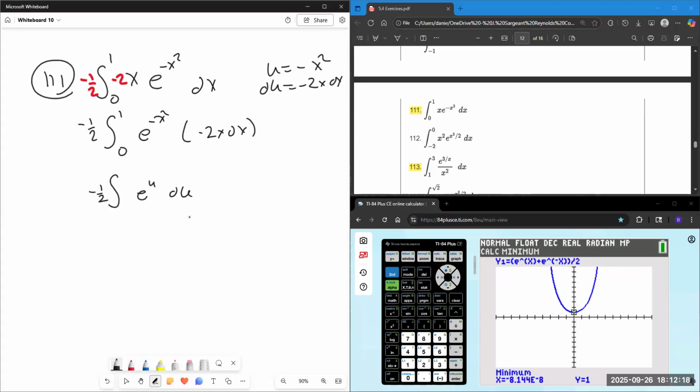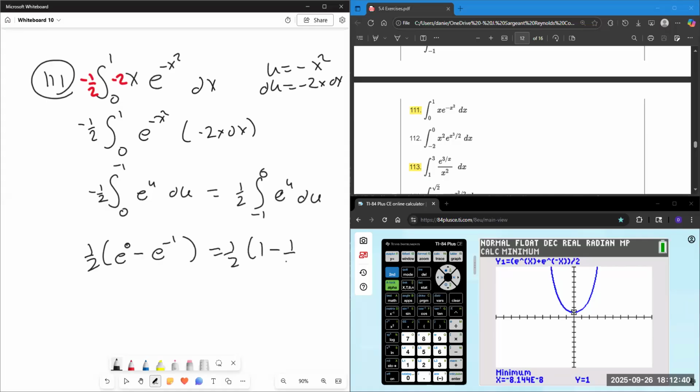Let's change my limits. That's still 0. That's a -1. So I need this to be a positive 1/2, from -1 to 0 of e to the u du, which is 1/2 of e to the 0 minus e to the -1, is 1/2 of 1 minus 1 over e, which is 1/2 of e minus 1 over e, or e minus 1 over 2e.